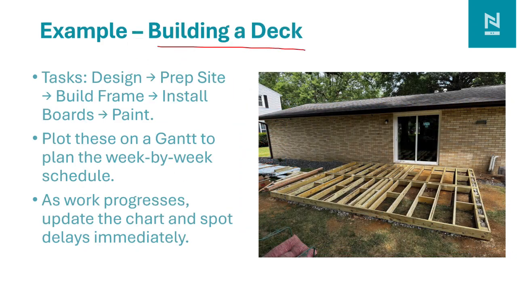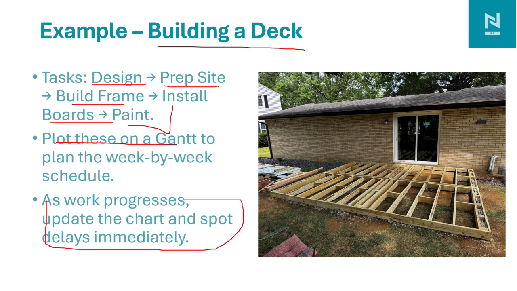Let us take an example of building a deck. The tasks we require for building a deck are: first we need the design, then we need to prepare the site, then we need to build the frame, install the boards and paint it. We can plot these activities in the Gantt chart by weekly schedule. We'll see it in a coming video, and as the work progresses we can update the chart and expose the delay immediately.